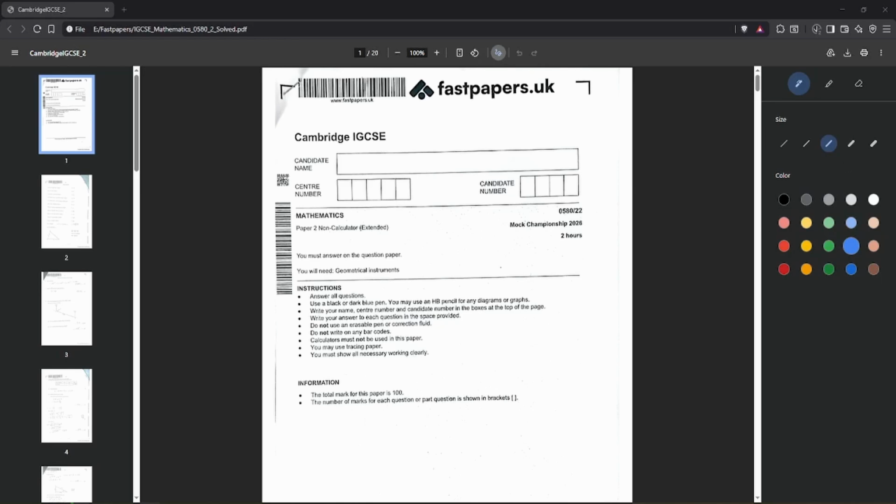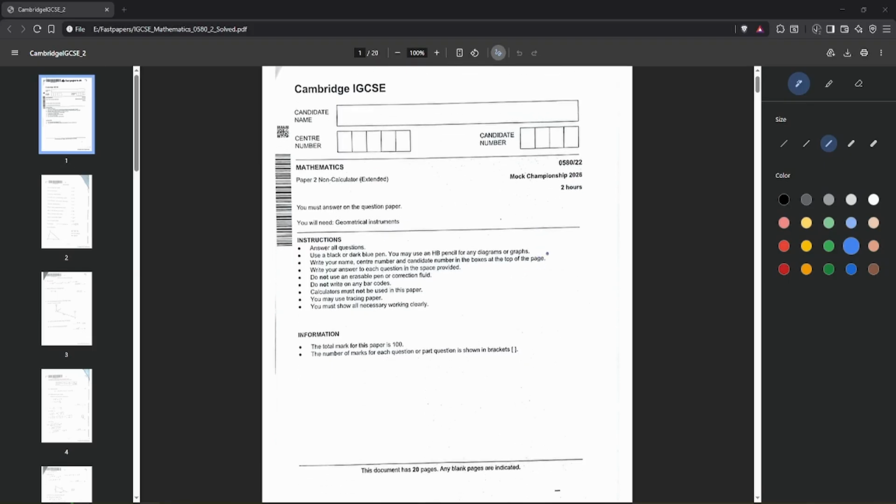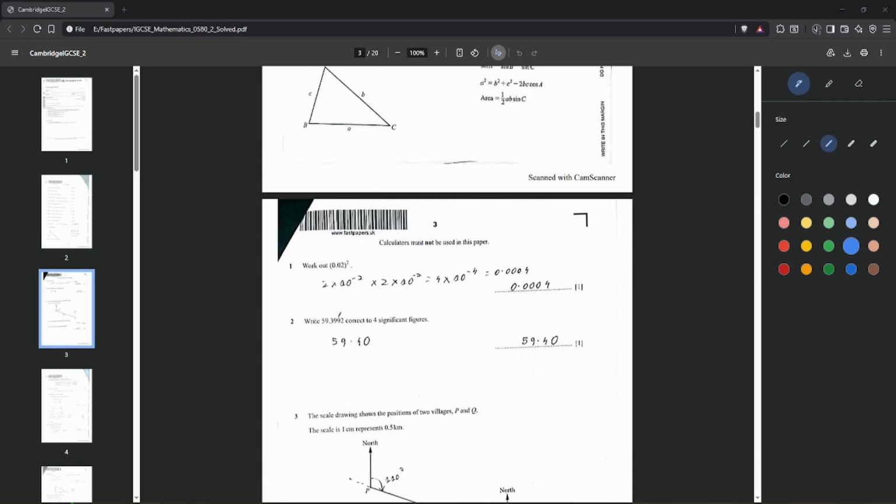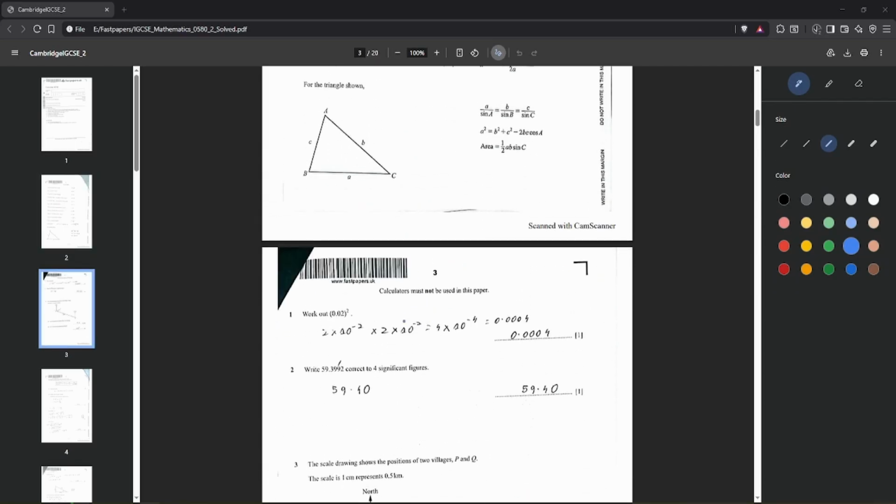Hello guys, today we are going to cover the Cambridge IGCSE Mathematics paper 2. This is a non-calculator paper and this came up for 2026 Fast Paper Mock Championship of May June session. So let's start. You are given a list of formulas which you will be needing throughout the paper. Now starting with question number 1.